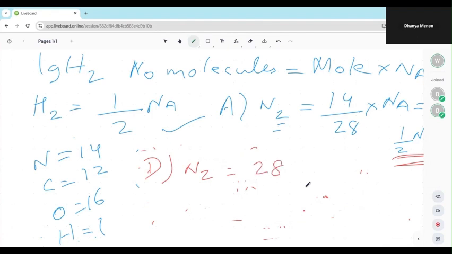28 grams over. The molar mass is 14 times 2 times Na. Okay, so this is also 1 Na. So this is also not our answer. So we will go with our A option. Nitrogen has the same number of molecules as hydrogen. Okay, so this is our answer. A option is our answer.